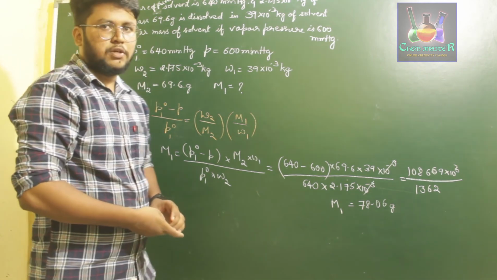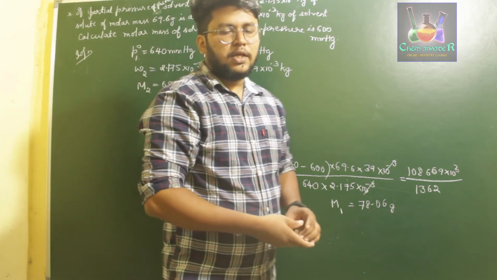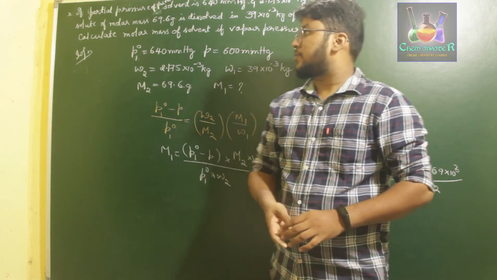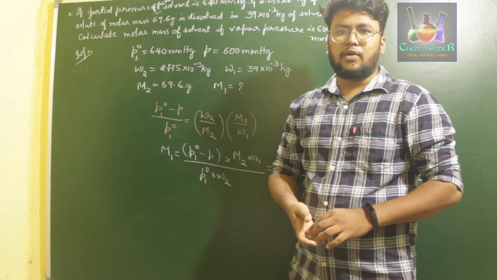This is how you calculate molar mass of a solute or solvent using the relative lowering of vapor pressure equation. So this is all for today. In the next class we will discuss elevation in boiling point. So this was about the first topic, relative lowering of vapor pressure.